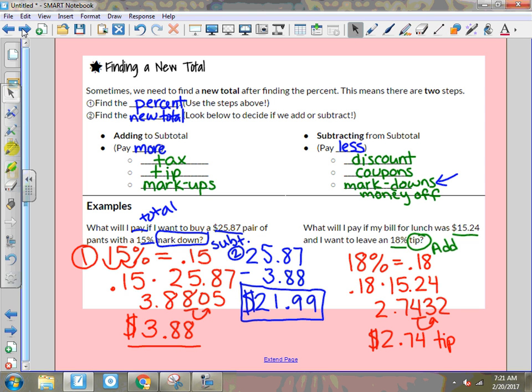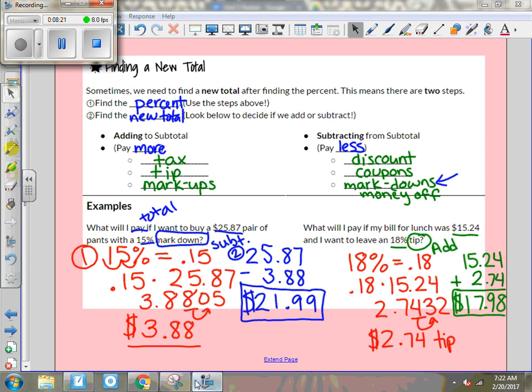That's not my final answer, though. I have to now add that to my total. So I'm going to use 15.24 and add that 2.74. And I've got 17.98. So including the amount that I have to pay towards the tip, I have to end up paying $17.98 for lunch. We're going to have a lot of time to practice these in our practice pages as well.